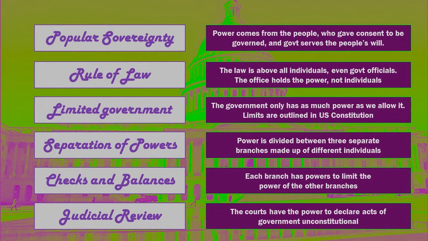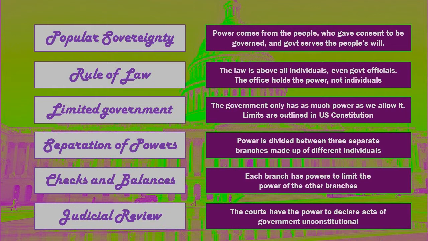Next, we've got limited government. All this really means is that the government only has the amount of power that we allow it to have. We have specific written limits about powers that the government does not possess. And we'll go through those later. A lot of those we'll find in the Bill of Rights and in the Constitution. But we have a written contract that stops the government from having certain powers over us.